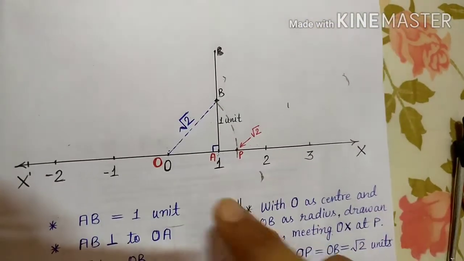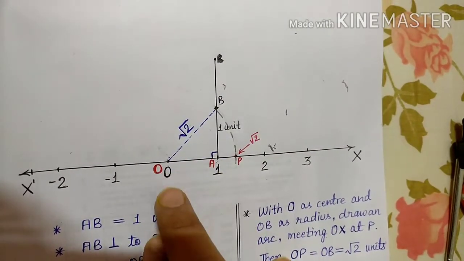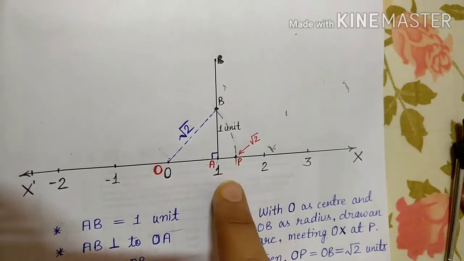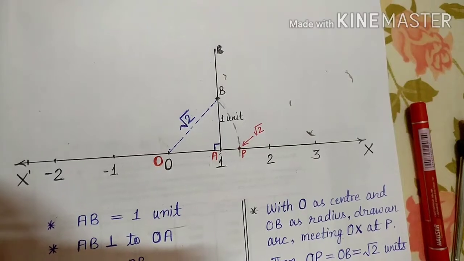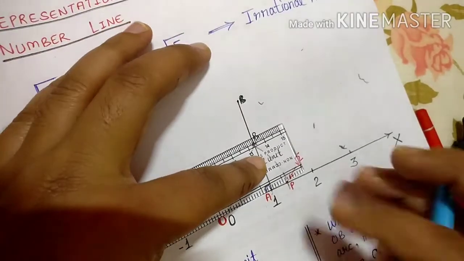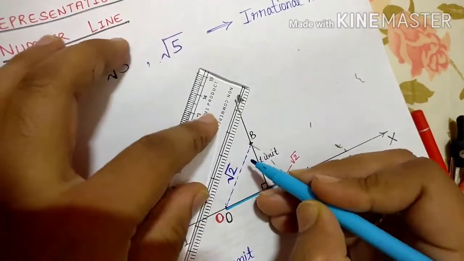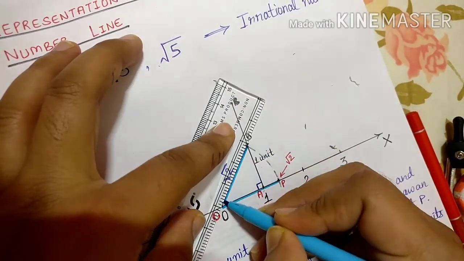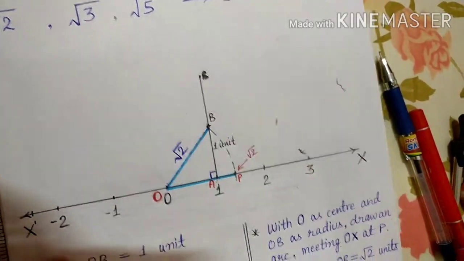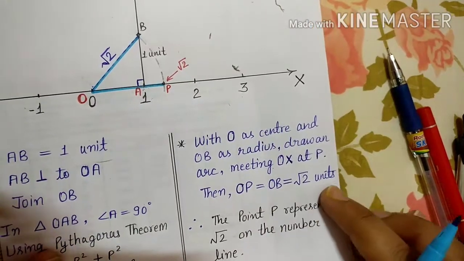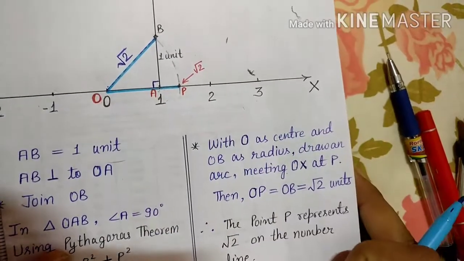So with O as center and OB as radius, I have drawn an arc which cuts this OX at point P, and this OP line, I can draw this one. This OP is equal to this OB only. This OP is how much? Root 2, and this OB is also root 2. So OP equals OB equals root 2 units. So the point P represents root 2 on the number line. I hope it is clear to you.